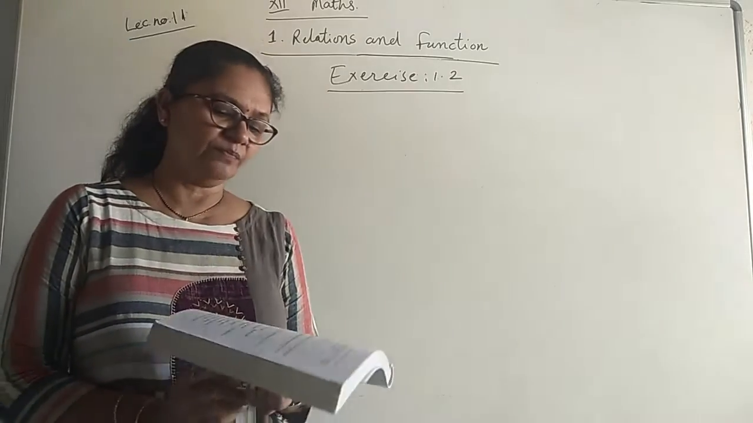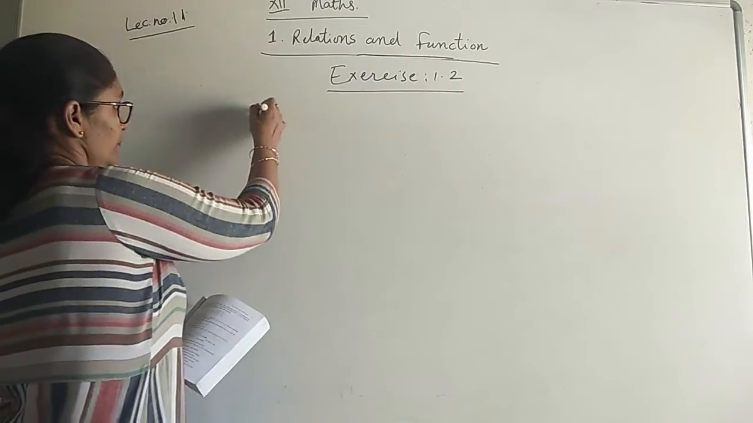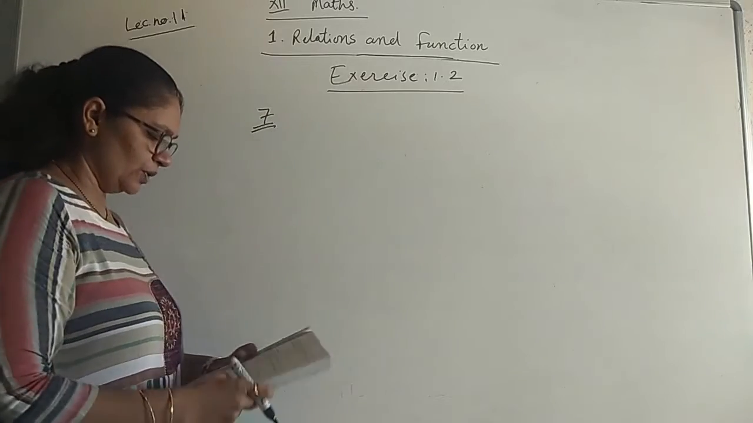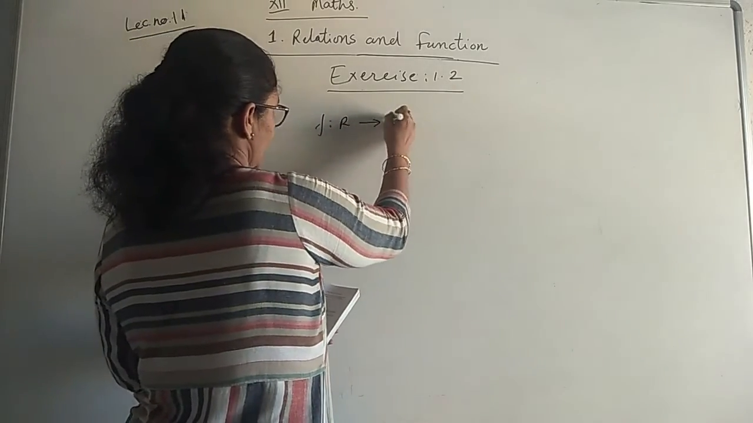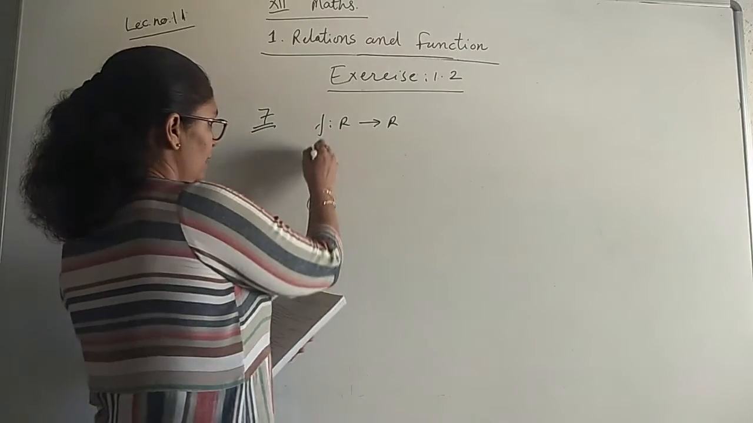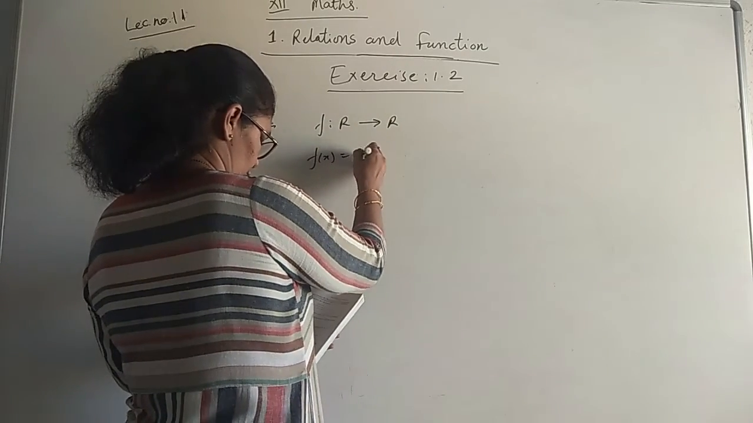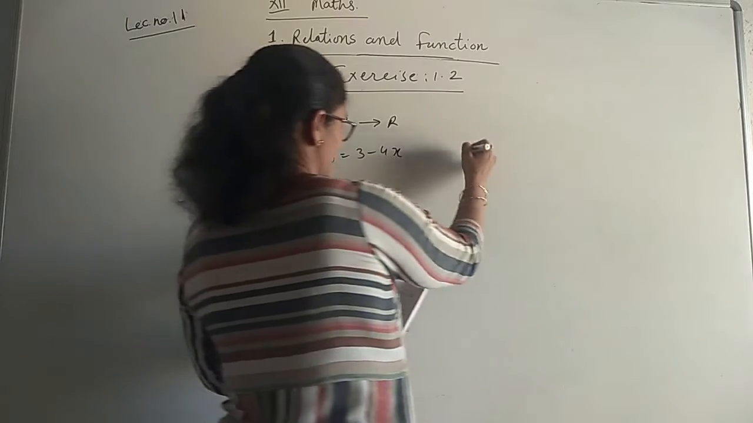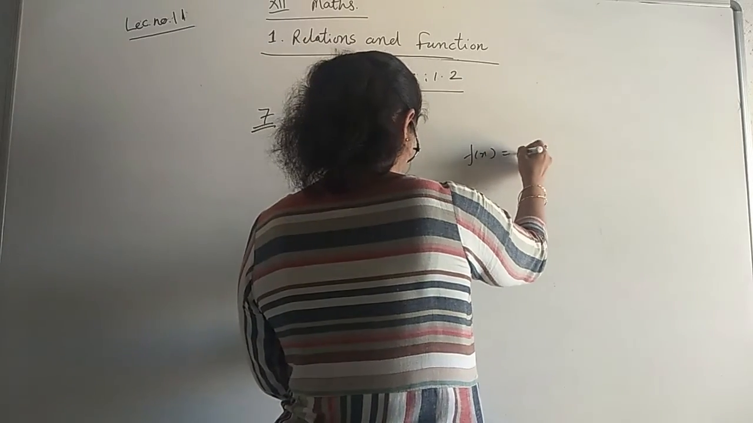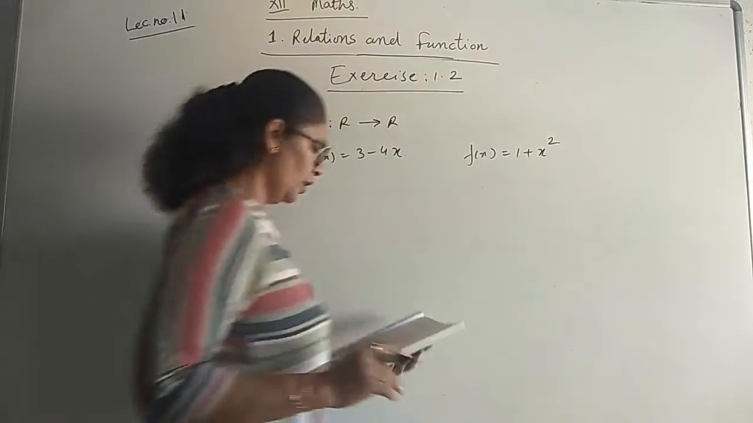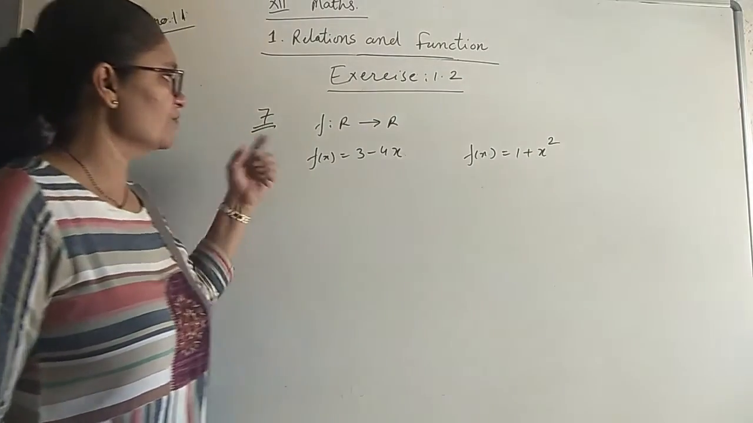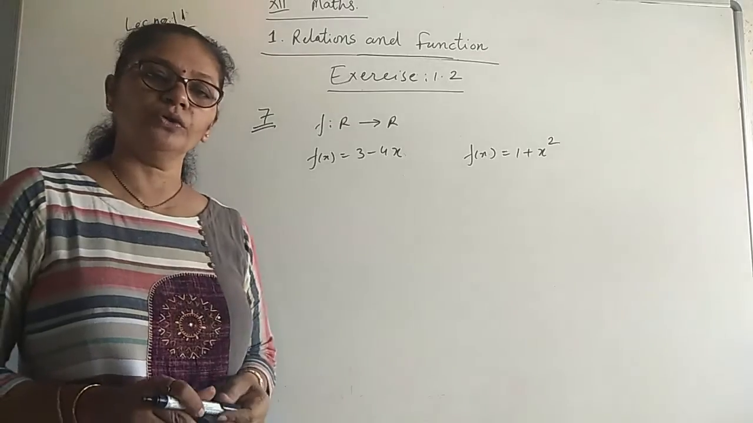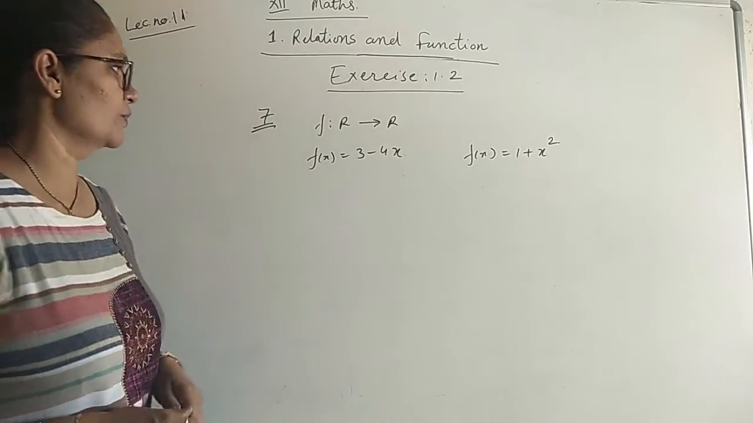Check the next question, the 7th one. What is our 7th question? The function is mentioned from R to R. In the 7th, 2 questions are there. First is f(x) equal to 3 minus 4x. And the second is f(x) equal to 1 plus x square. You have to check whether it is bijective or not. Bijective means it is 1-1 and onto. You have to check both. So let's come to the first question.